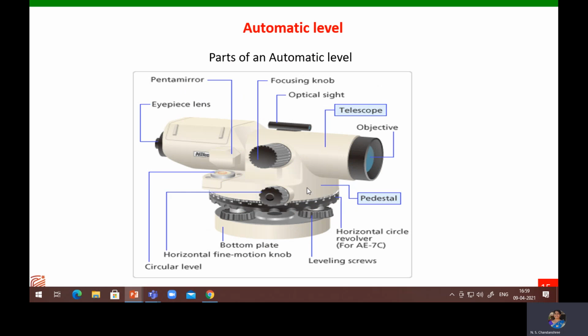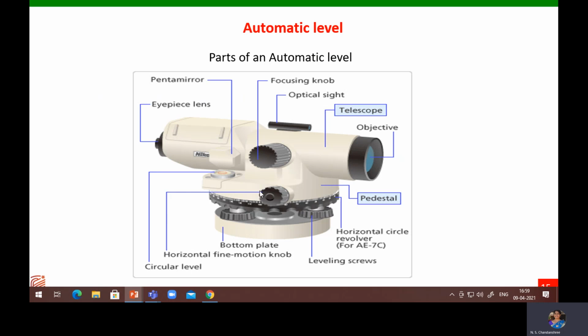Next, these are the parts of an automatic level. First we have the bottom plate, and on the bottom plate three foot screws are placed. Two are visible in this diagram, and one is on the opposite side. Just like in the case of the theodolite, here also we have three foot screws.